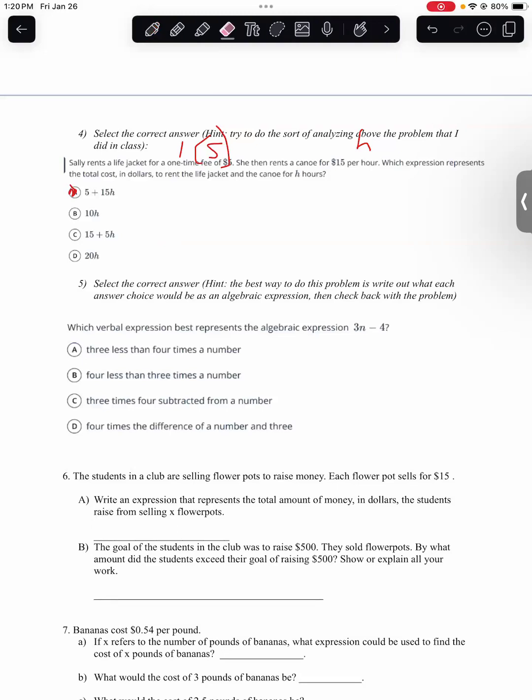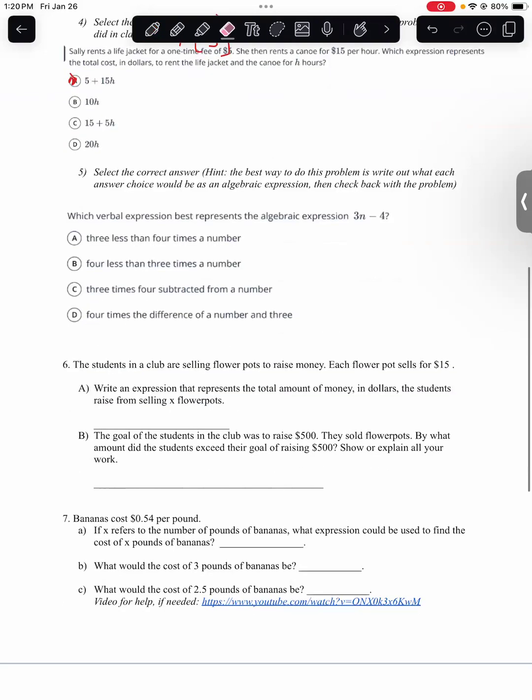Okay. Next one. So select the correct answer. And basically, I'm suggesting the best way to do this is to check each one of them. 3 less than 4 times a number. So 4 times a number, then 3 less than that. Okay. So no, 4 less than 3 times a number. So 3 times a number and 4 less than that. That looks right, but I want to check myself.